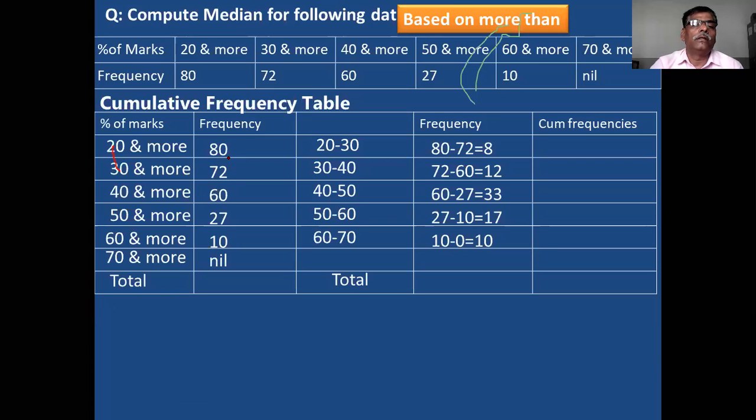80 minus 72. 72 minus 62. 60 minus 27. 27 minus 10. Okay, 10 minus 0. In this way I calculate. Otherwise you can go through the below. From the bottom level you calculate.